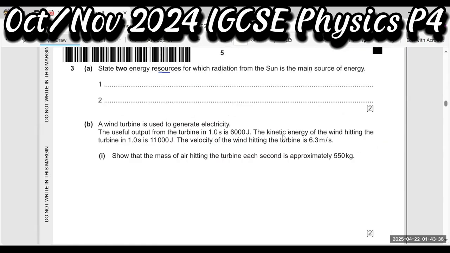Question number 3. State two energy resources for which radiation from the sun is the main source of energy. Wind, solar energy.